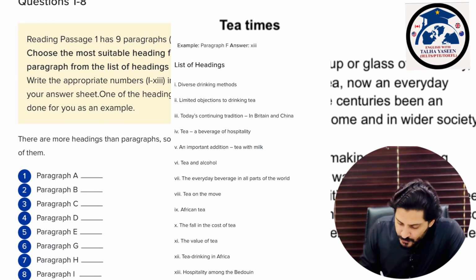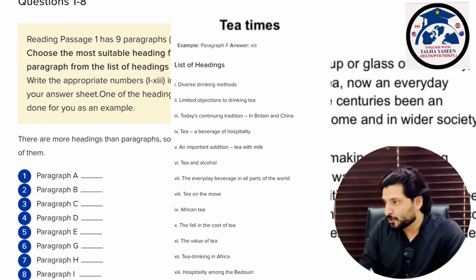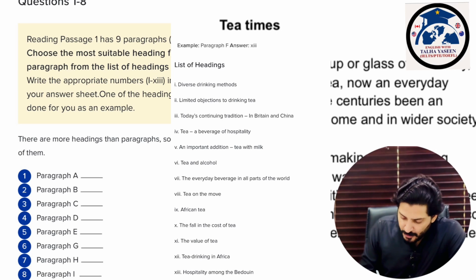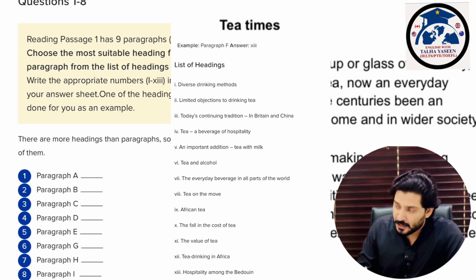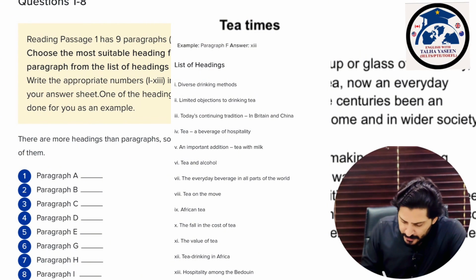Limited objections. Number 2 means the main keyword in the second option is objections to drinking tea. Number 3, tradition in Britain and China. Number 4, hospitality and addition, tea with milk. This is important, tea with milk. Tea and alcohol. Everyday beverage in all parts of the world. Tea on the move, African tea, fall in the cost of tea.